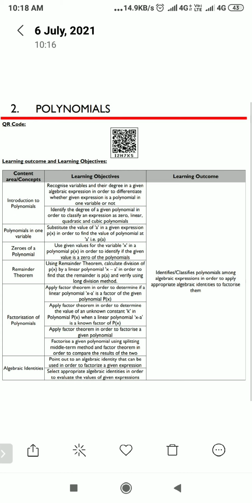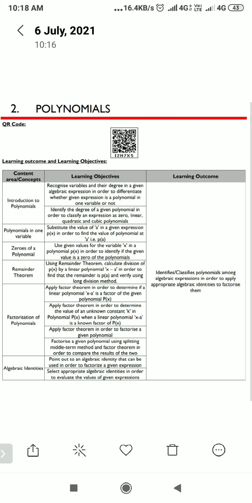Third, substitute the value a in a given expression p(x), that means polynomial in variable x, in order to find the value of a polynomial at a, that is p(a). Fourth, use given values for the variable x in a polynomial p(x) in order to identify if the given value is a zero of the polynomial.